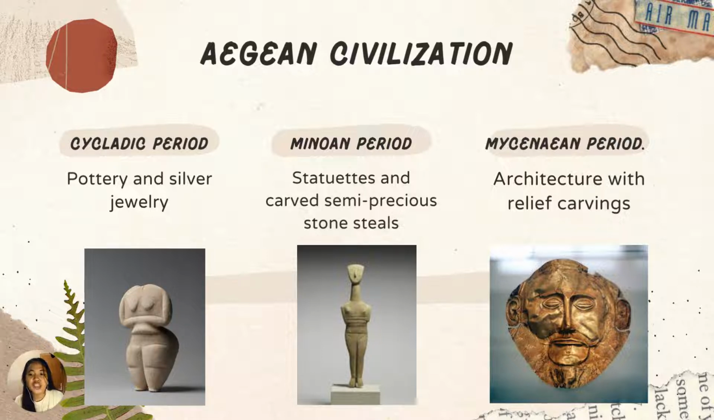And architecture with relief carvings are the Mycenaean period's product. So that is it.